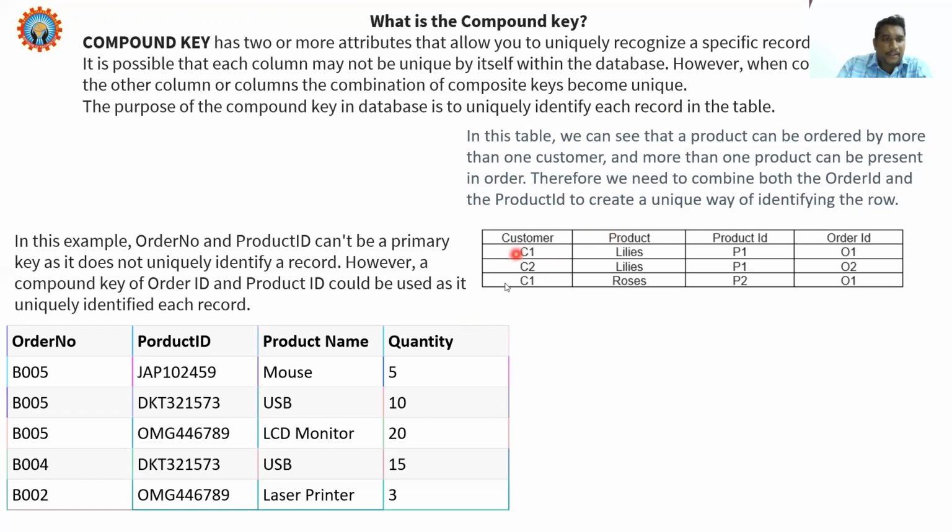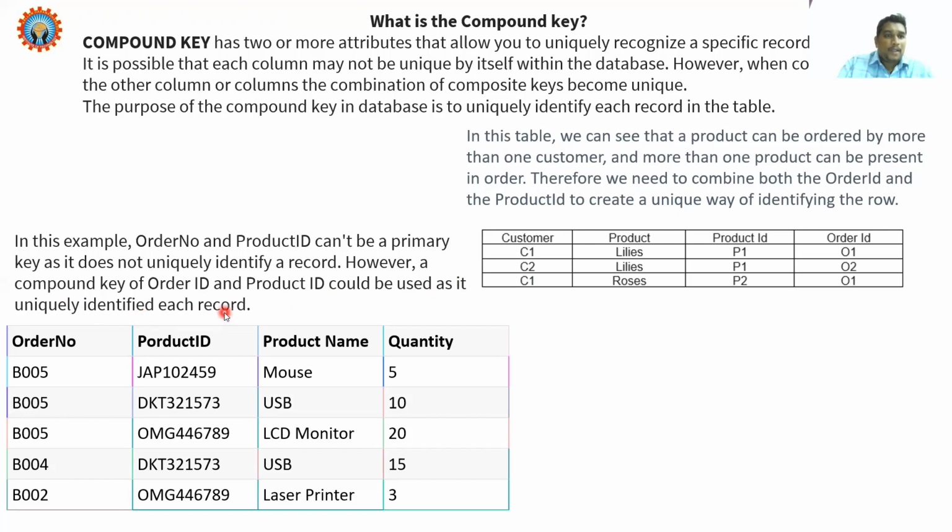In this example, we see order number and product ID. These two are non-key attributes because this is duplicate data and this is duplicate data. I hope you understand now. So it can't be a primary key as it does not uniquely identify a record. However, a compound key of order ID and product ID could be used to uniquely identify each record.